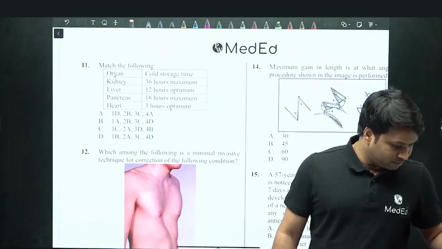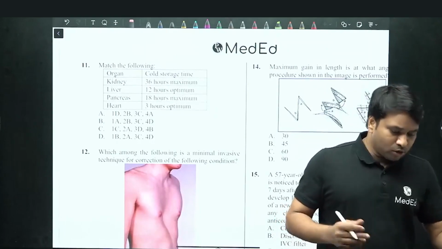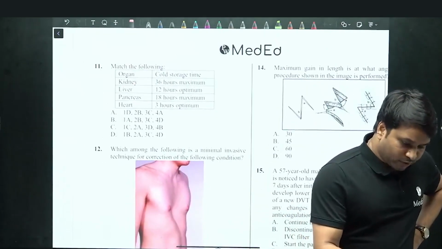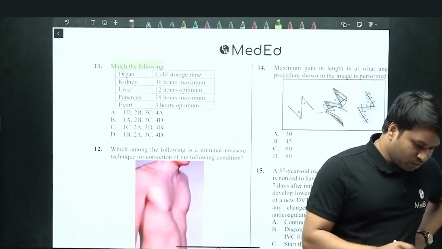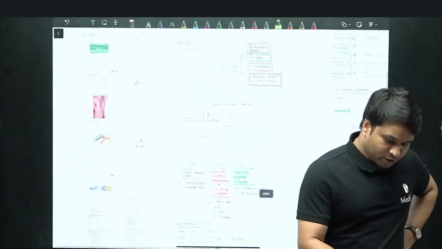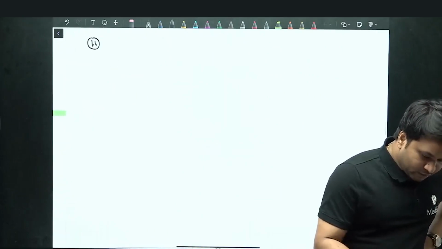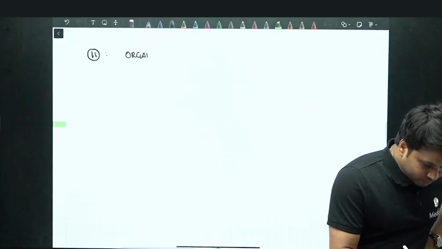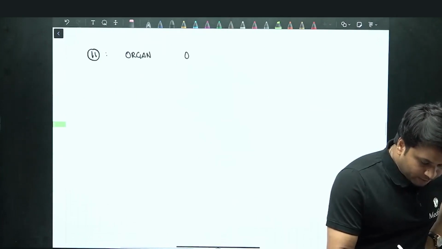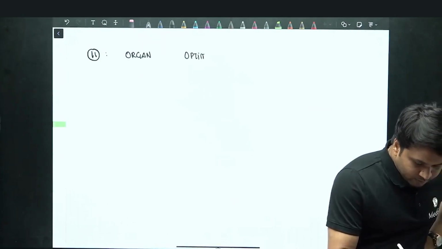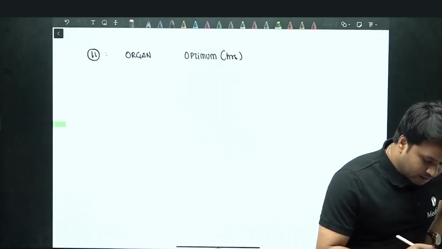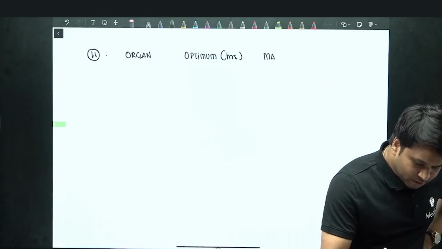Any feedback? So we're talking about the cold storage time. That is an important component in your transplant. Which of the following? We're looking at the cold storage, so the maximum and the optimal one. Question number 11. In question 11, we'll be talking about the organ. We'll talk about the optimum storage time in hours and maximum storage time.